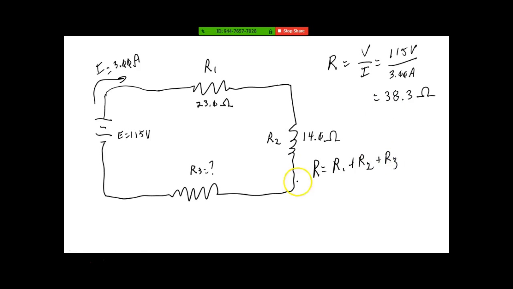You know your total resistance is 38.3 ohms, and that's equal to 23.0 ohms plus 14.0 ohms plus R3, which we don't know. So how are we going to determine R3?